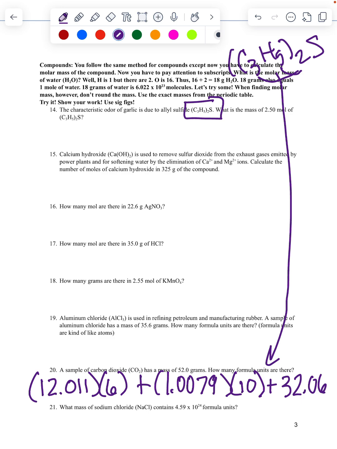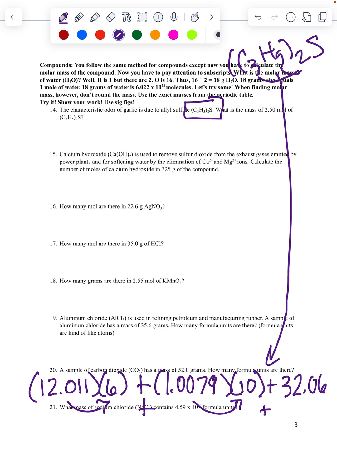You're good to go. So on your calculator, take 12.011 times 6, hit the plus sign. 1.0079 times 10, hit the plus sign. 32.06, press equals. That is your molar mass for that hideous compound. And that is the only difference in these problems, is that you now have to go find the mass of an ugly formula. But that's what we do from here on out.